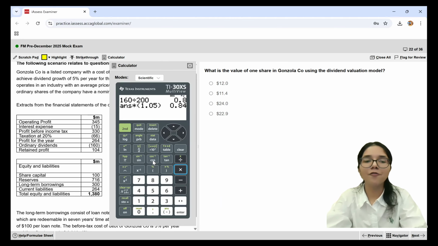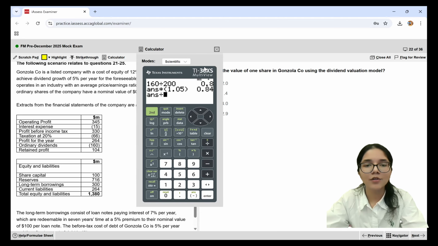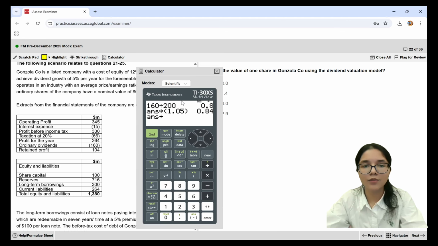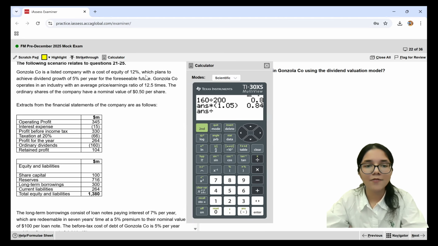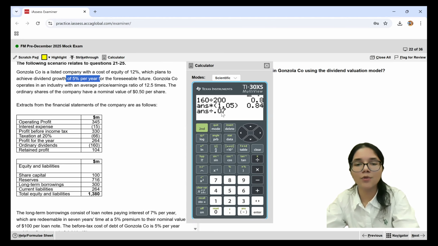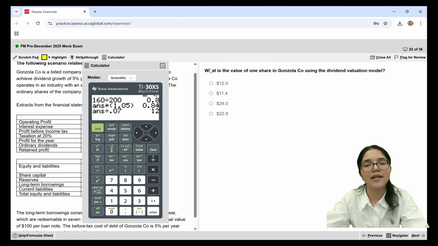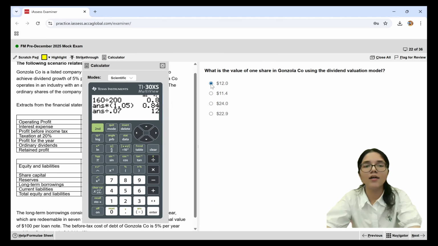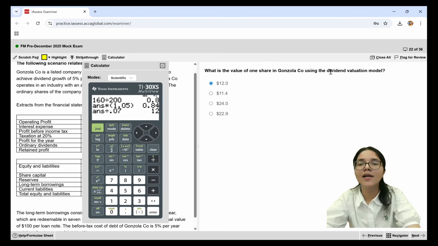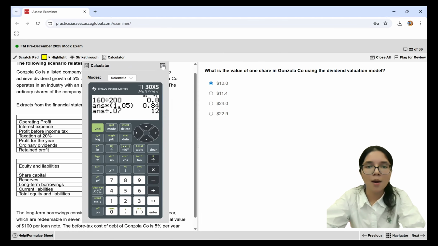1.05. And then for your denominator, you're supposed to take the difference between the cost of equity and the growth rate. Cost of equity was given to you as 12% in the question. 12% is the cost of equity, 5% is the growth rate. So the difference is going to be 7%, which is 0.07. So you hit enter and you find out that one share is going to be worth $12 in Gonzola company using the dividend valuation model.